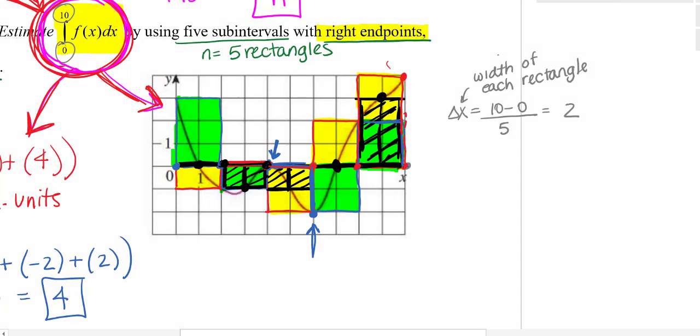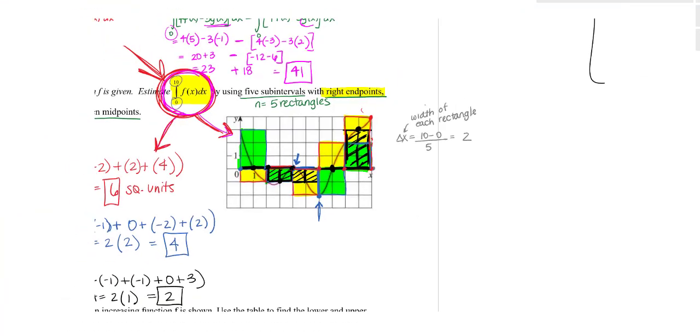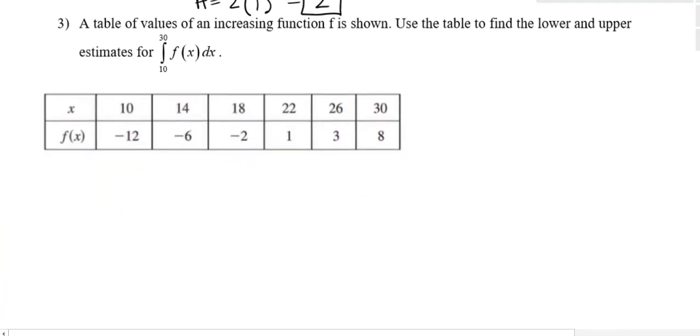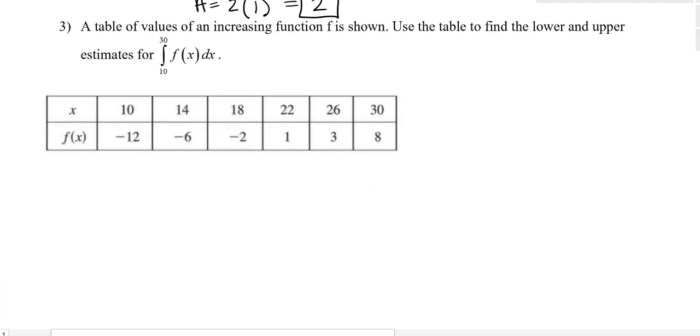If you haven't checked out that part 1 video yet on the definite integral, I really suggest that you do. Let's just take a look at one where all we're given is data. So we've got this question right here. A table of values of an increasing function f is shown. Use the table to find the lower and upper estimates for the antiderivative from 10 to 30 of f of x dx. So I am looking for the area under the curve from 10 to 30 in terms of x, and that's exactly, if you'll notice, what my table goes from and to, so that's a good sign. And I want estimates for the lower and upper, which means I'm going to use left and right approximations.